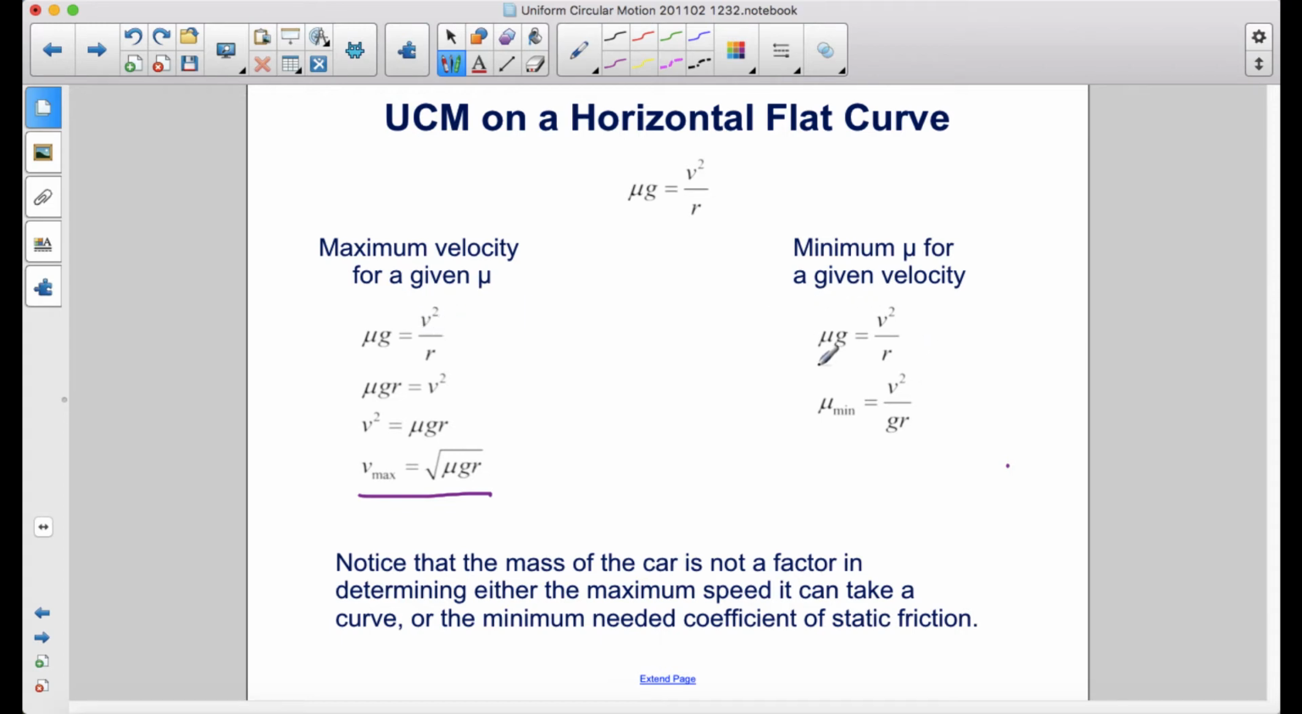Over here, we've solved that same equation for mu, and that would give us the minimum coefficient needed to stay on the road at a certain velocity. Notice that the mass of the car is not a factor in determining either the maximum speed it can take a curve or the minimum needed coefficient of static friction.